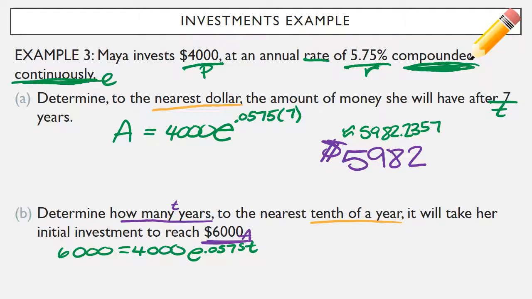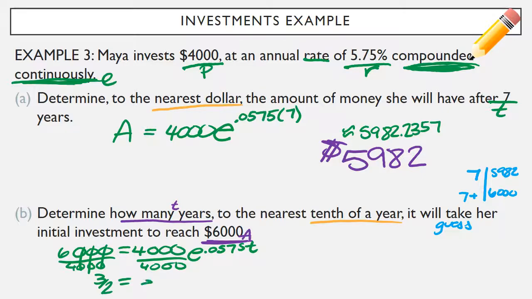Now, let's make a guess here, okay? Look up above here. If 7 years led me to a value of 5982, then how am I going to get to 6,000? 7 and a little bit. It's so close, so I should be pretty darn close to 7. So let's divide that 4,000 over. Cut off those zeros, don't plug that in your calculator, reduce. 3/2 equals e to the 0.0575t. Can I solve that?